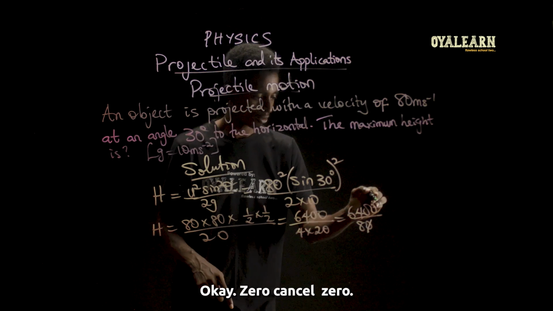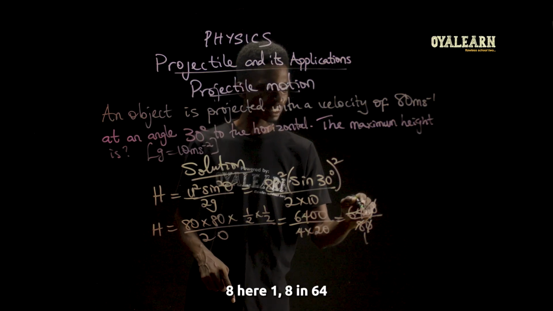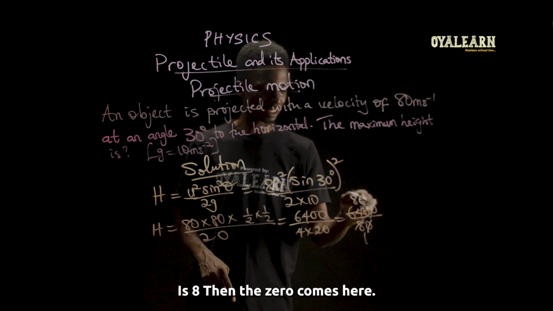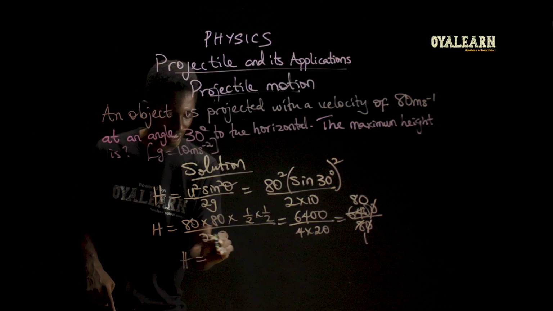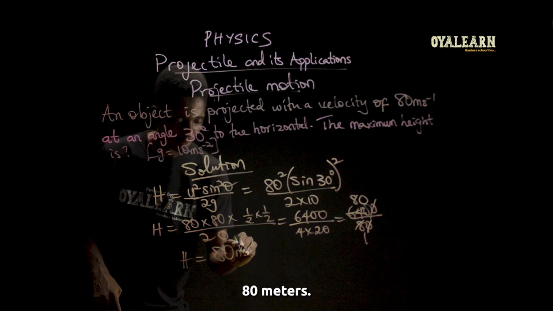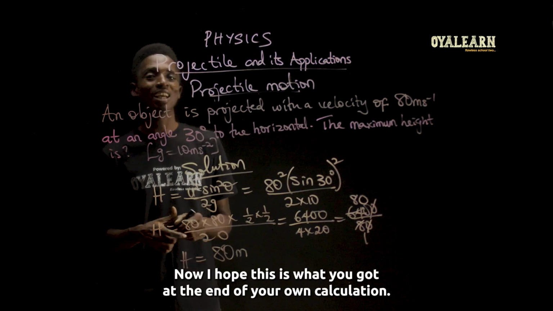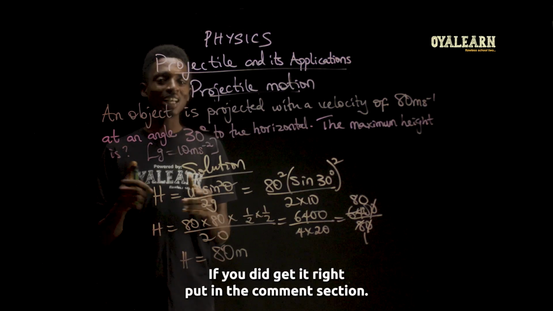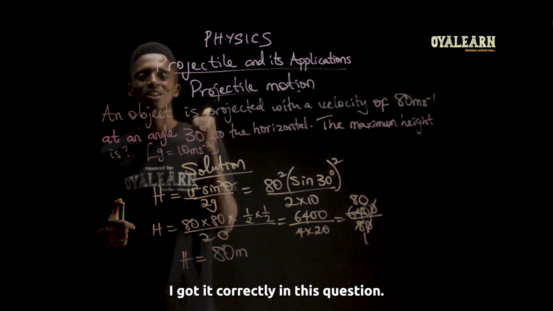Okay? 0 cancels 0. 8 here 1. 8 in 64 is 8. Then the 0 comes here. So that is maximum height h therefore becomes 80 meters. Now, I hope this is what you got at the end of your own calculation. If you did get it right, put in the comment section, I got it correctly.